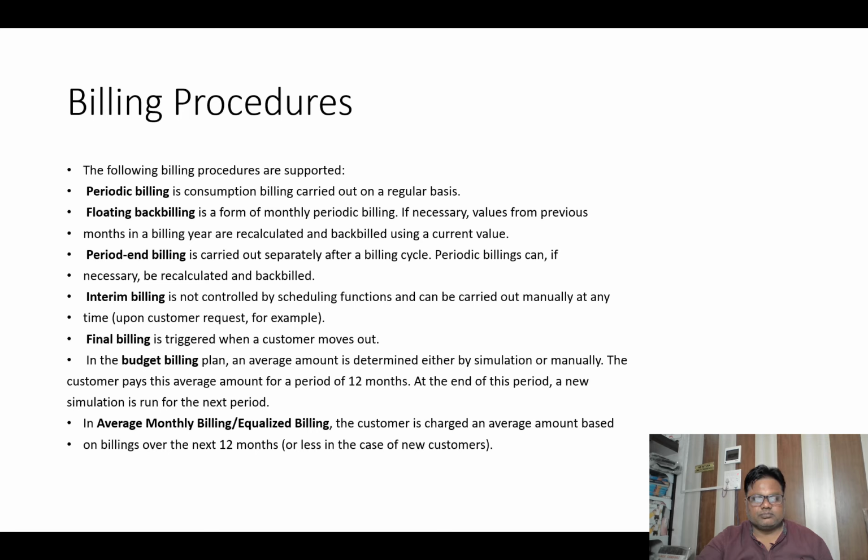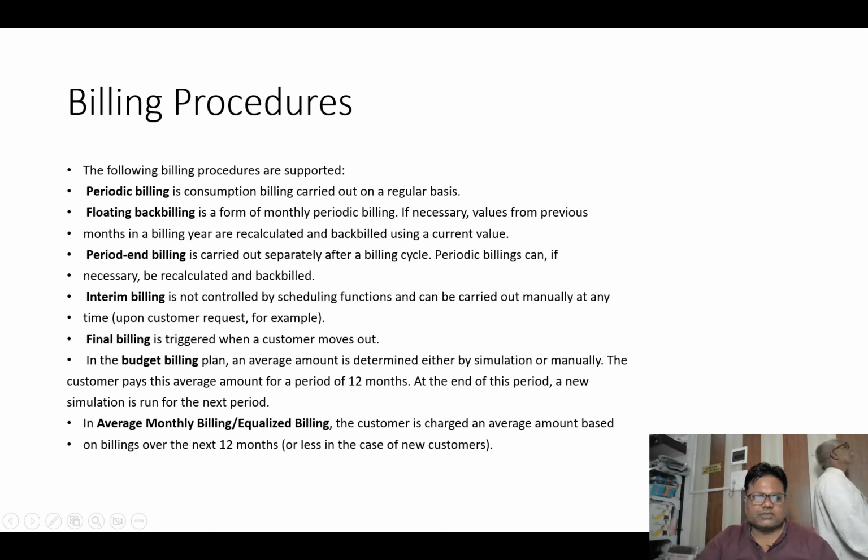In the budget billing plan, an average amount is determined either by simulation or manually. The customer pays this average amount for a period of 12 months. At the end of this period, a new simulation is run for the next period. Average monthly billing is equalized billing. The customer is charged an average amount based on billing over the next 12 months, unless in the case of a new customer.